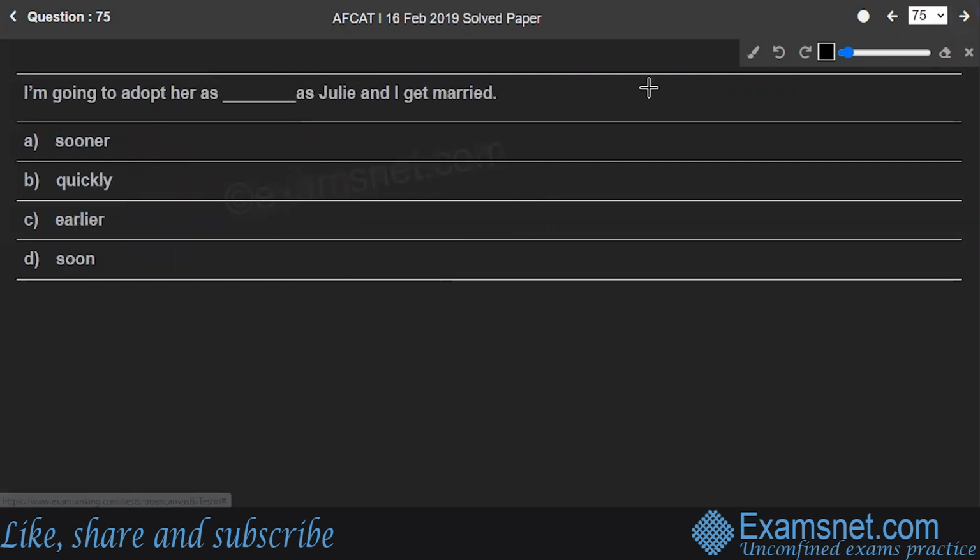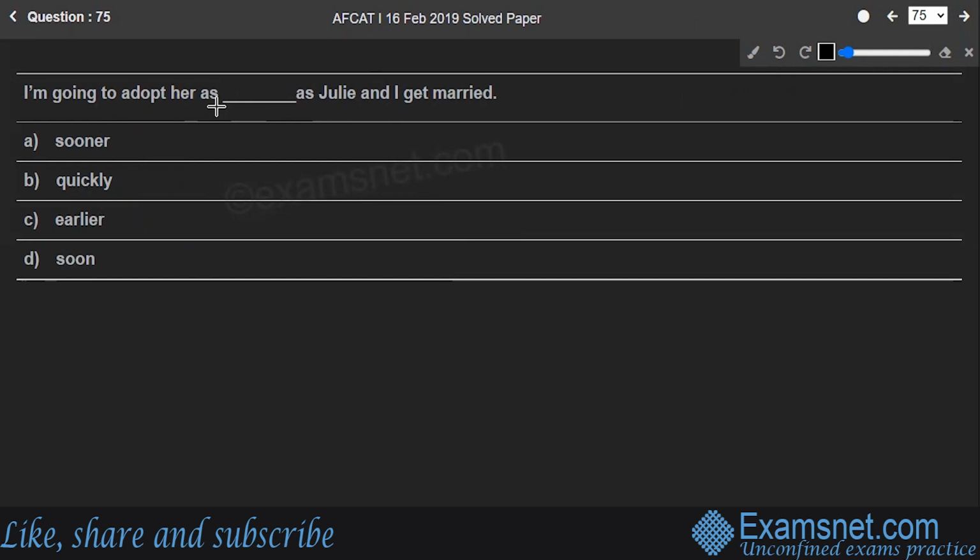Next is question number 75. I'm going to adopt her as dash as Julie and I get married. So I'm going to adopt her as sooner, as quickly, as earlier, or as soon. So obviously, when I'm reading the sentence, I'm sure what will come in the blank. Soon means a short time after then.